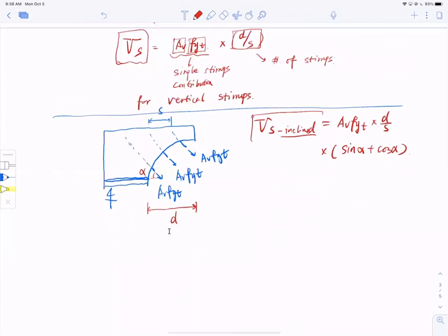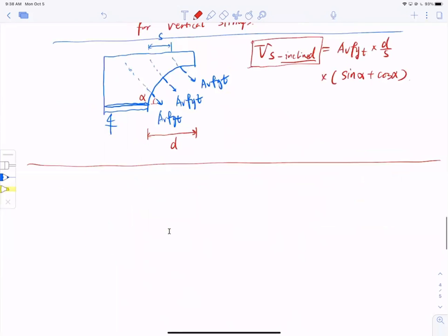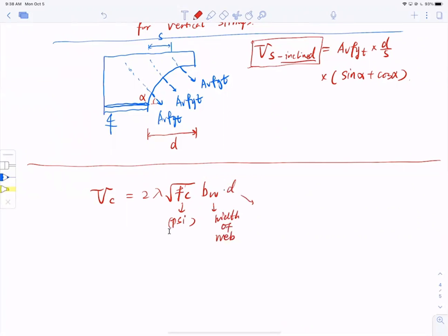All right, so now summarizing. Vc is 2 lambda square root f prime c, and a good question before is phi, times bw, which is the width of the web. But these are just concepts, and this is the depth. That's for the concrete.